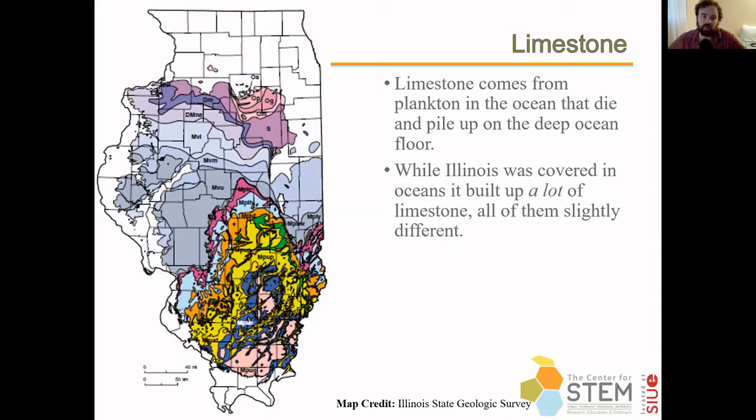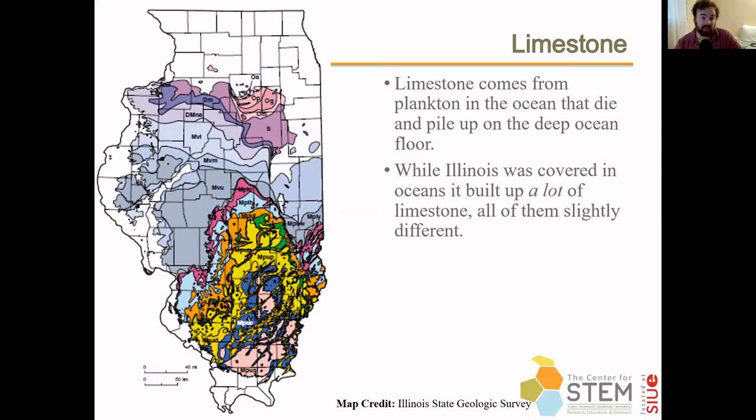Limestone is formed in deep ocean, and it comes from the plankton that float around the ocean. When they die, they're no longer able to keep themselves floating up, and they will sift to the bottom of the ocean and kind of pile up like snowdrifts. While Illinois was covered with oceans, there was a lot of limestone forming. Big drifts of plankton forming, mixed in with some mud and things, but it was really in the deep ocean and not near the coast most of the time.